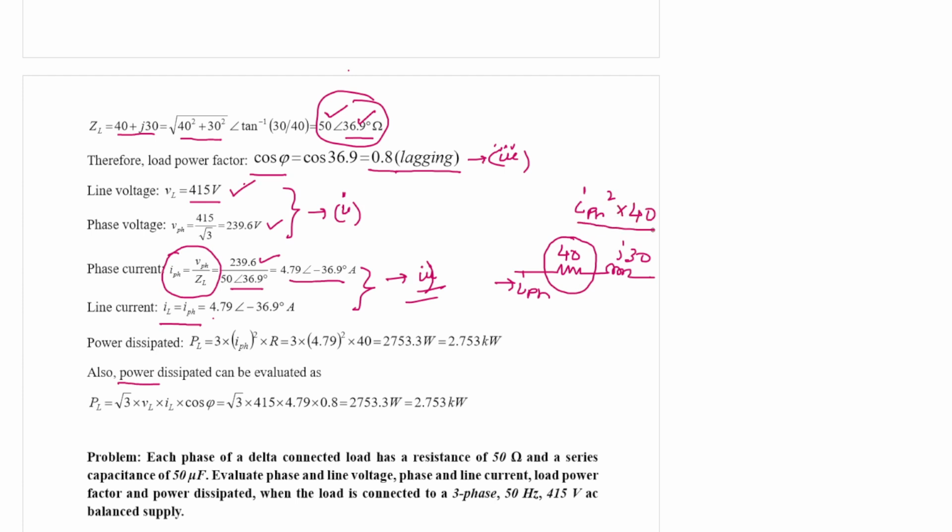So we have three similar phases. So total power becomes 3 into I square R, exactly written as 3 into I phase square into R. I phase square is evaluated: it is 4.79 whole square into 40. And that becomes 2.753 kilowatt.